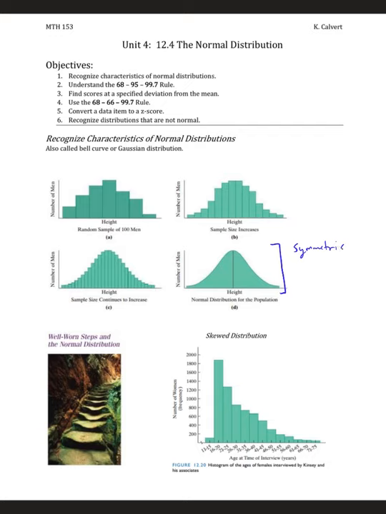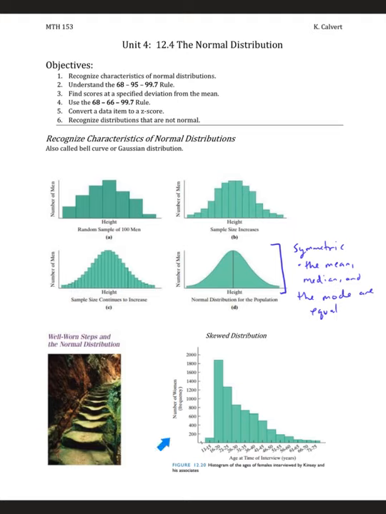When we have this symmetry, it tells us that the mean, the median, and the mode are all equal to one another, meaning it's going to be the same exact value. If the mean height of a man, we'll say, is 70 inches, that means the median would also be 70 inches and the mode would also be 70 inches. So that's what that shows us.